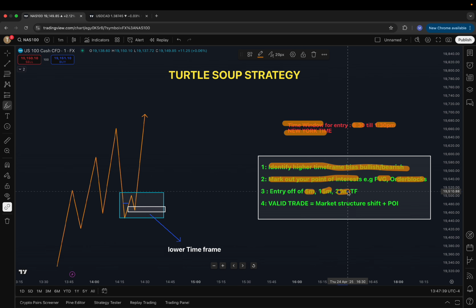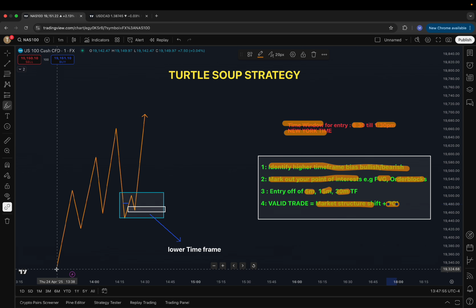And for this trade to be valid, of course, like pretty much all ICT strategies, you need a market structure shift and a POI. So it could be a fair value gap or an order block once again. Now let's get into the model.